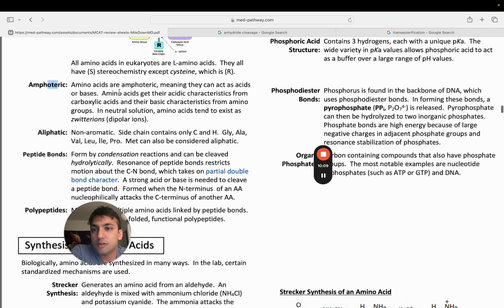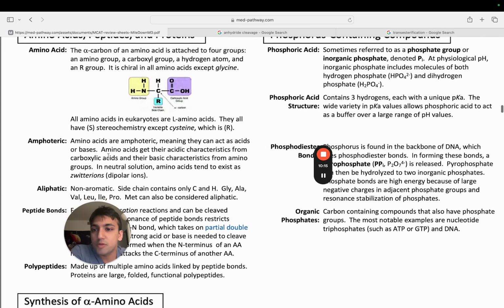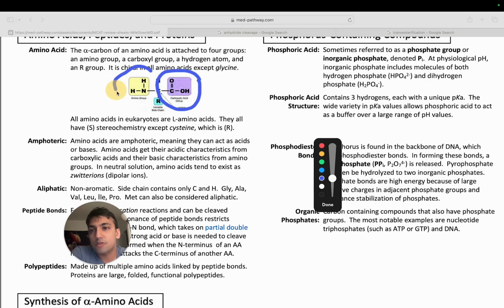Amphoteric refers to the fact that amino acids themselves are amphoteric. They can act as both acids and bases. Where do you think that happens? Before you read this, you should be able to tell me why that's true. The reason is kind of in the name. Carboxylic acids are acidic, and the amino groups are basic. That's why these are always really interesting for biochemistry questions, because this is an amphoteric molecule. It has acidic properties and basic properties.